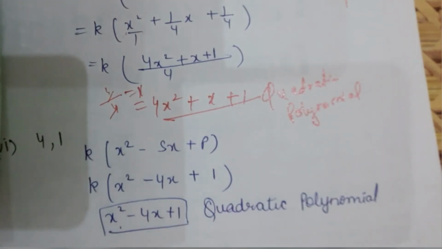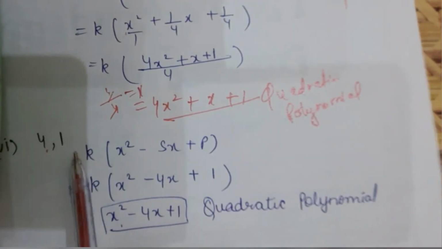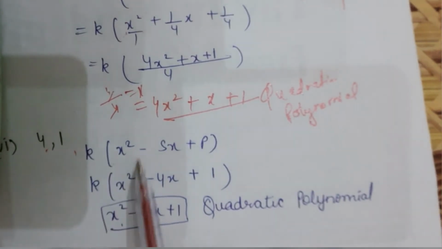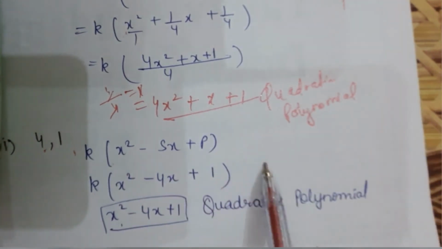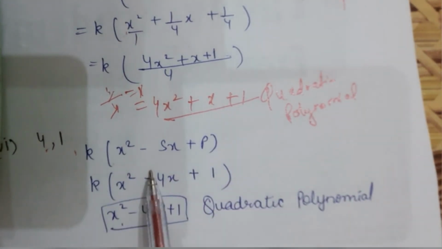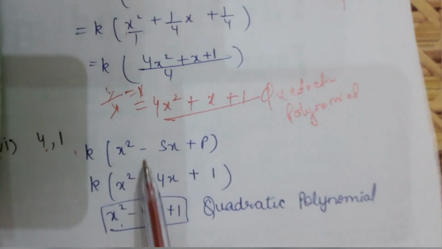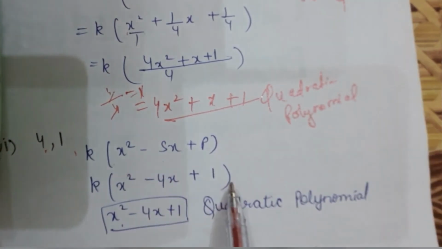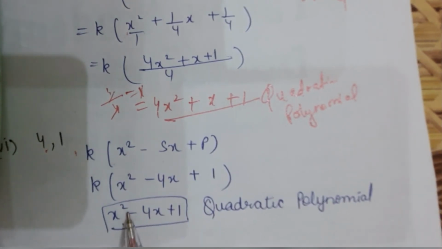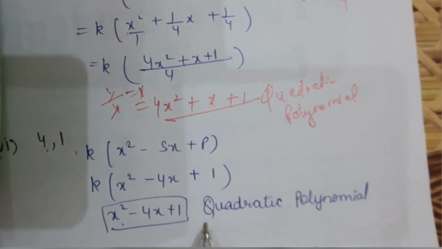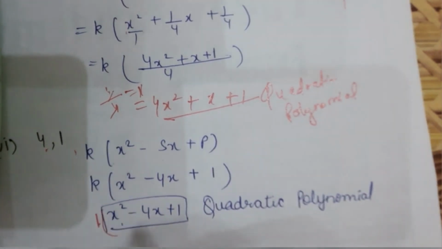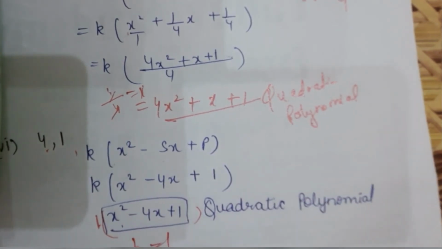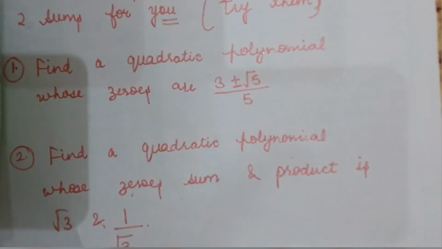Now look at the sixth part. Sixth part is very simple. 4 is your sum and 1 is your product. kx² minus sx plus p. k is constant, x², sum is given to you 4 and minus as it is, x as it is, plus product is given to you 1. So the quadratic polynomial will be x² minus 4x plus 1 and k is 1. k आपका क्या होगा 1. It remains constant.